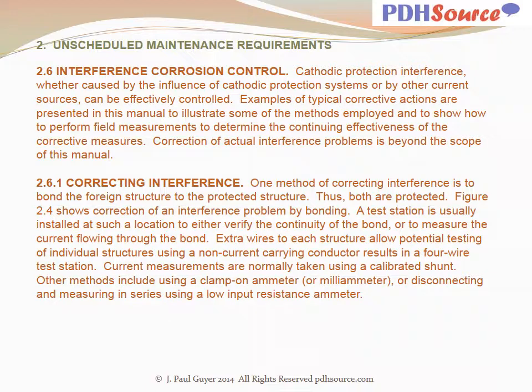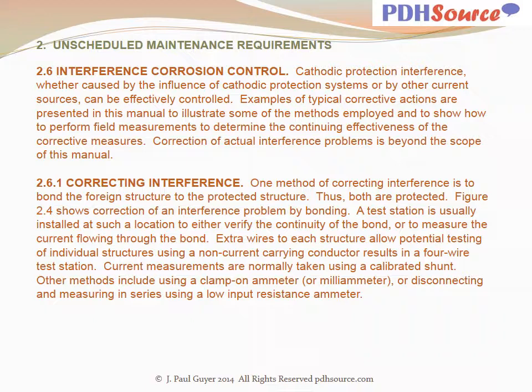With regard to interference corrosion control, whether caused by the influence of cathodic protection systems or by other current sources, it can be effectively controlled. Examples of typical corrective actions are presented to illustrate some of the methods employed and to show how to perform field measurements to determine the continued effectiveness of the corrective measures. Correction of actual interference problems is beyond the scope of this manual.